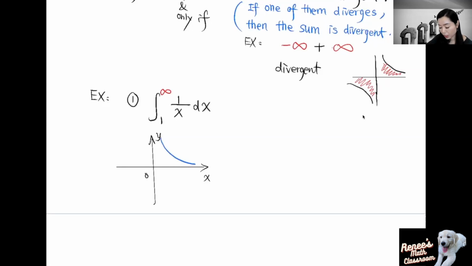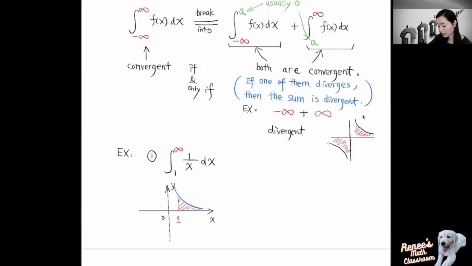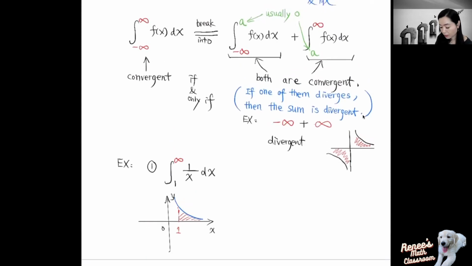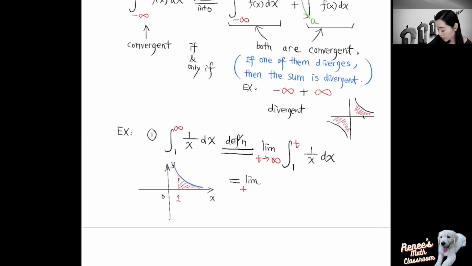Now we're trying to find this integral of 1 over x, x going from 1 to infinity. Again, we're trying to find this area under the curve when x goes from 1 to infinity. That's kind of similar to the one that we did for 1 over x squared. So we're going to use the definition. This is an improper integral, so we define this as the limit of this proper integral. We replace infinity here by t, and then let t go to infinity.